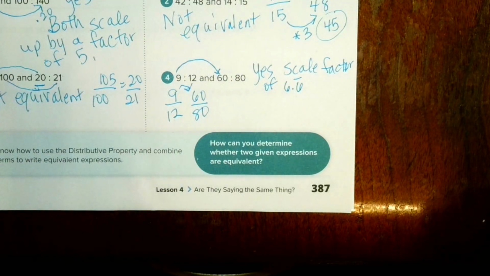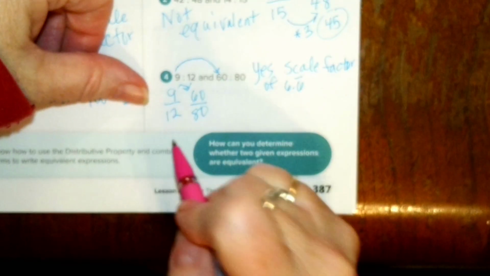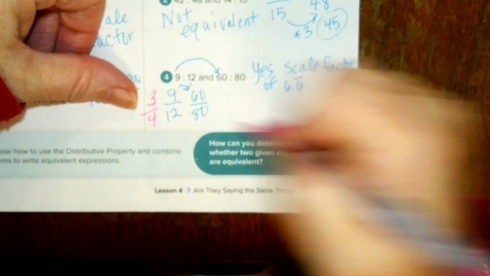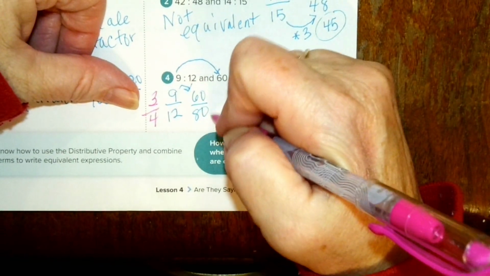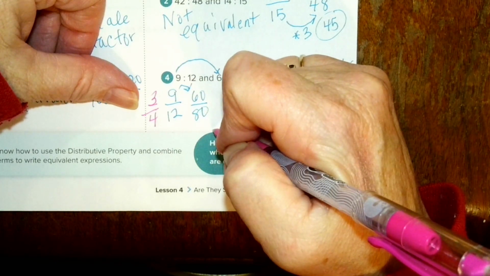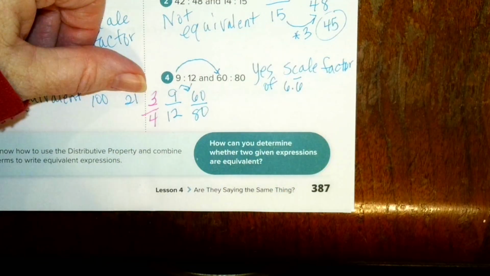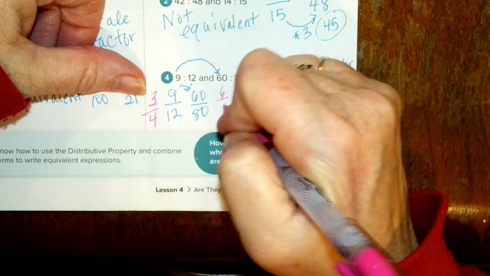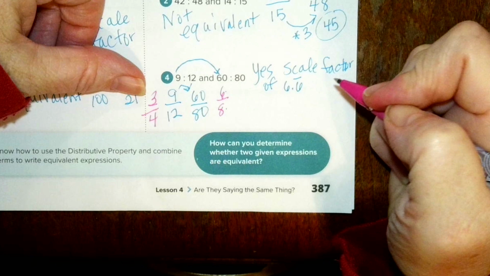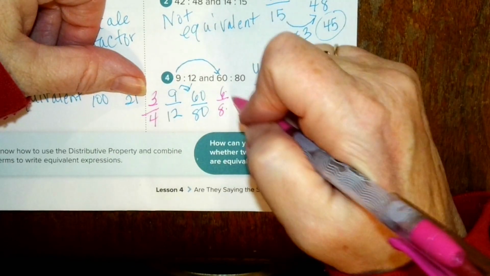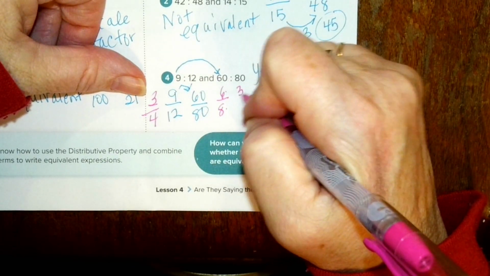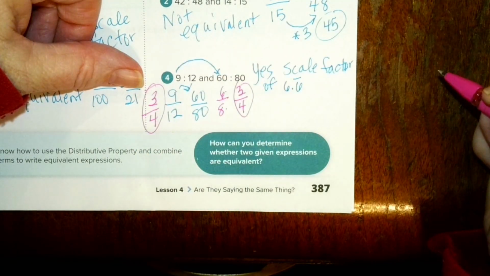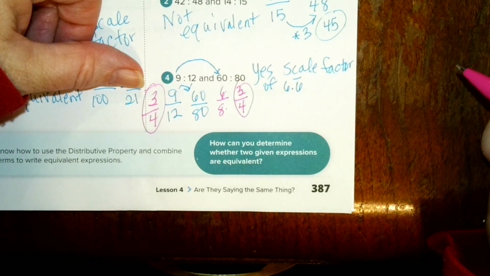The other thing you can do is take this 9/12 and we can just reduce it. So what does 9/12 reduce to? If we divide them both by 3, we would get 3/4. Does 60/80ths reduce to the same thing? Well, if we divide them both by 10, first of all, we'd get 6/8. And then if we divide them both by 2, we get 3/4. So yes, we will get the same thing.